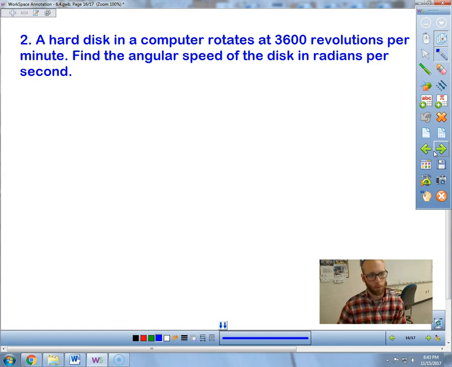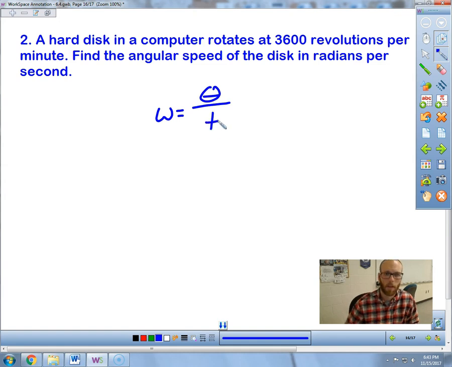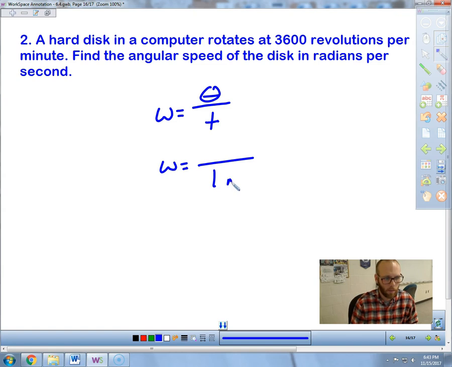Number 2. A hard disk in a computer rotates at 3,600 revolutions per minute. Find the angular speed of the disk in radians per second. All right, still with angular speed. Theta divided by time. Well, we're traveling 3,600 revolutions per minute. What is our angle? I know that the denominator here is 1 minute. What's the angle that it travels in 3,600 revolutions?